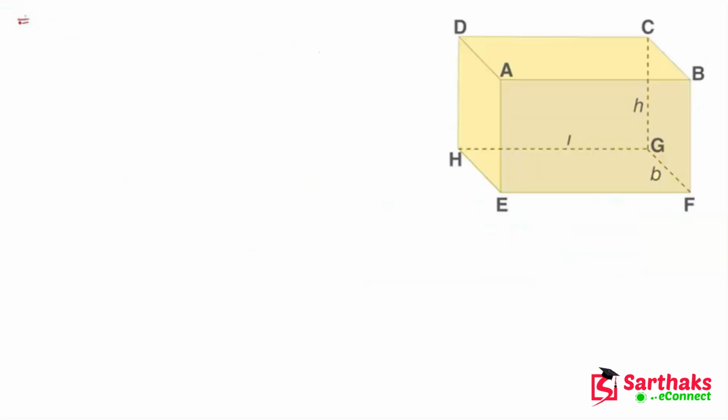Yes, so now, my dear friend, let's talk about the lateral surface area of a cuboid. What is the lateral surface area of a cuboid? It is the sum of the surface areas of all the faces except top and bottom. It means we are adding the area of 4 walls like ABFE, DCGH, ADHE and CBGF. Here we are excluding the top and bottom.